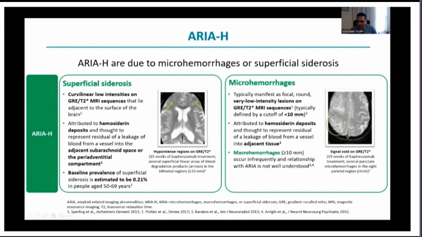Instead, microhemorrhages are signal voids, usually below 10 millimeters in size, which are again due to hemosiderin deposits, and they also occur infrequently. Differently from what we said for other abnormalities, their association with ARIA is not well understood.